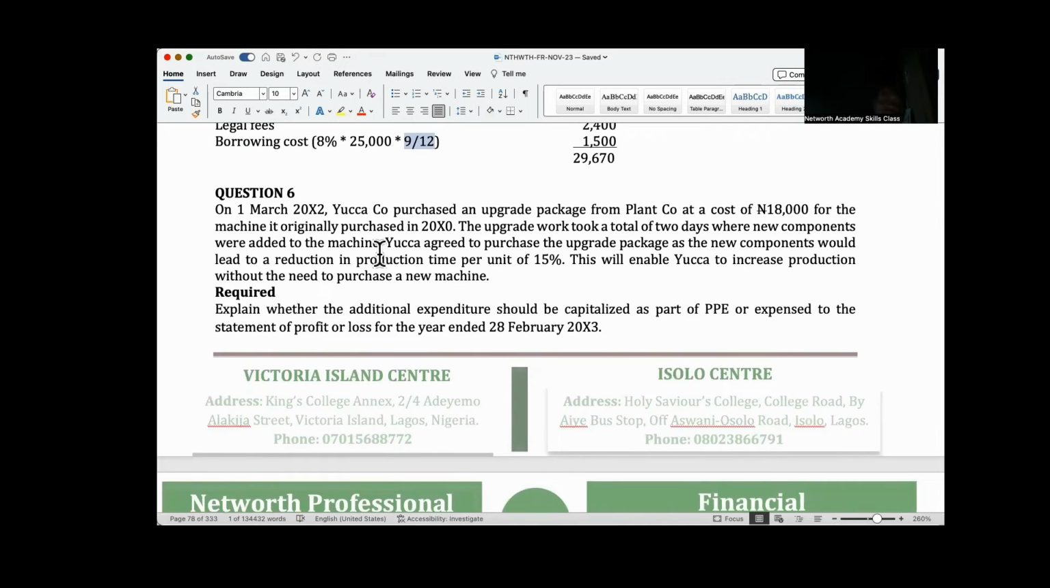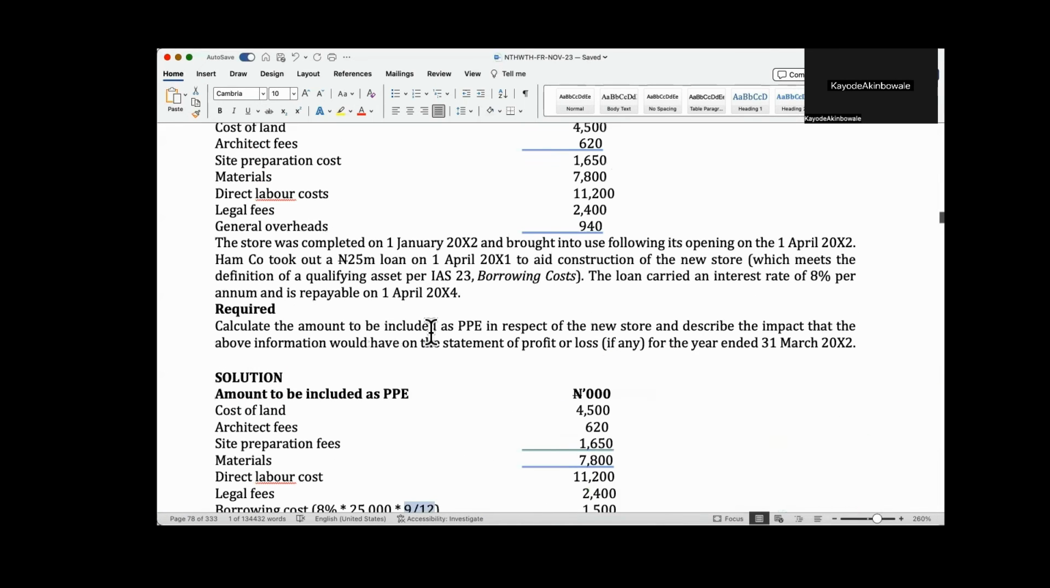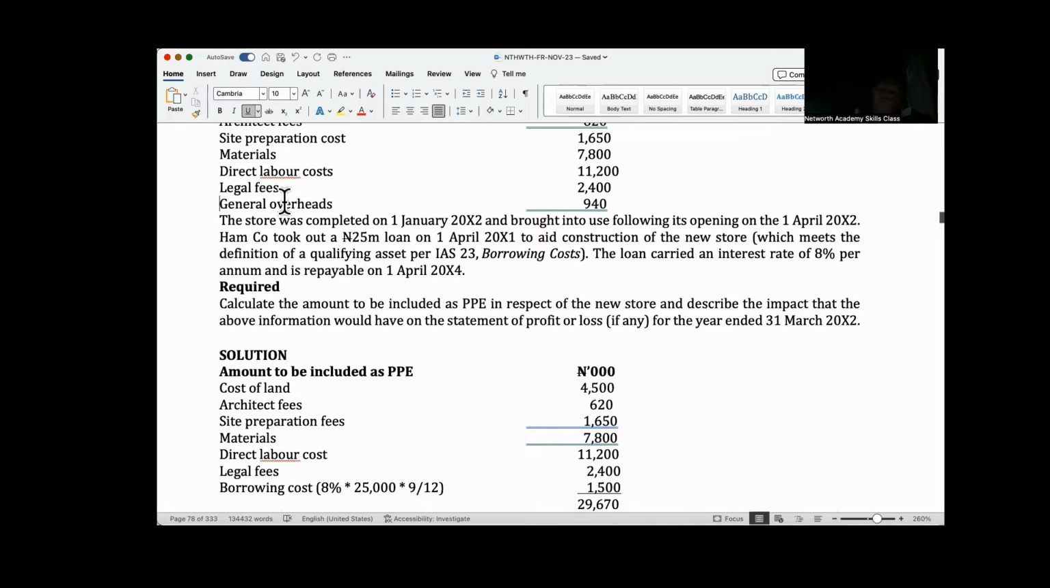There's a question on that first layer that said, what's the impact on the P&L? Okay, so like I've mentioned, for this first year now, the remaining 3 months will go to P&L. That means the remaining 500,000 should go to P&L. And also this general overhead should go to P&L. And that's it.